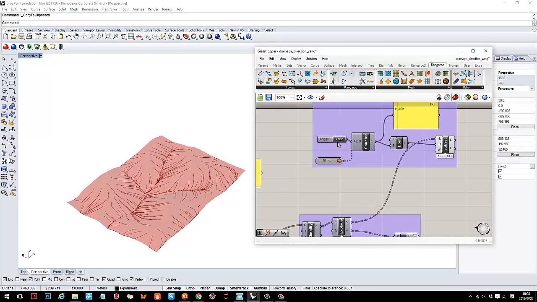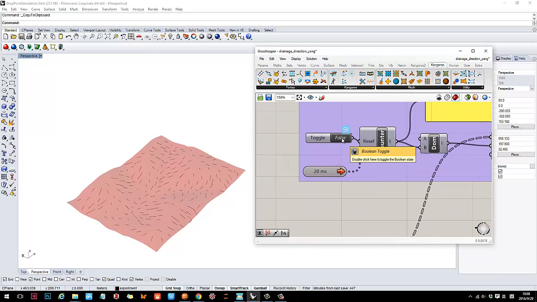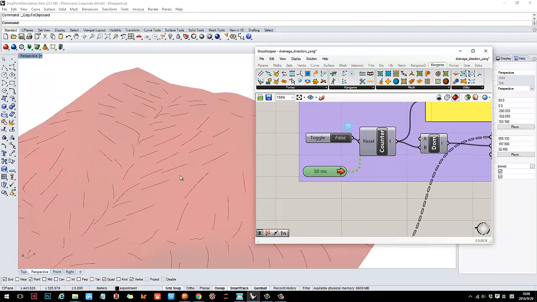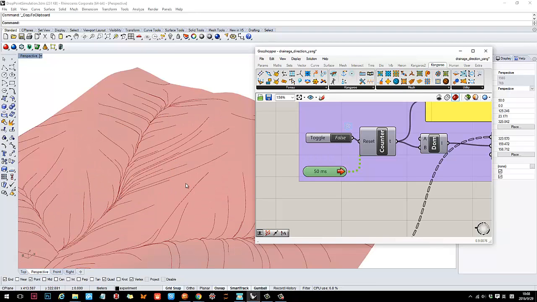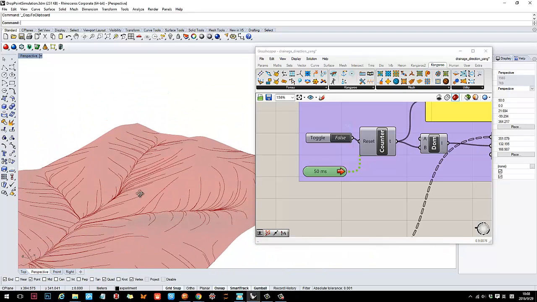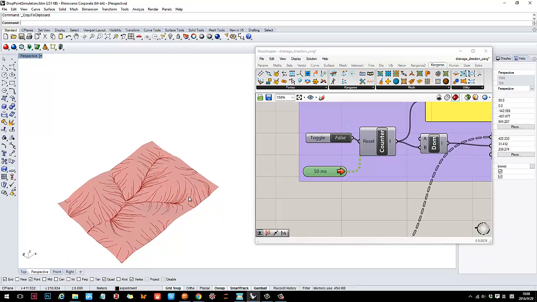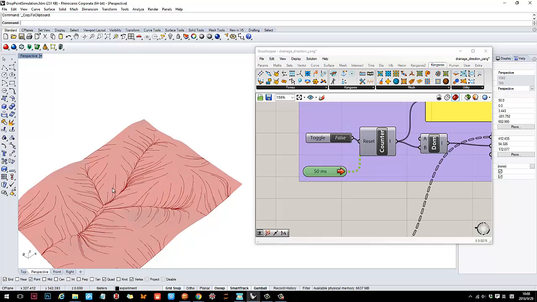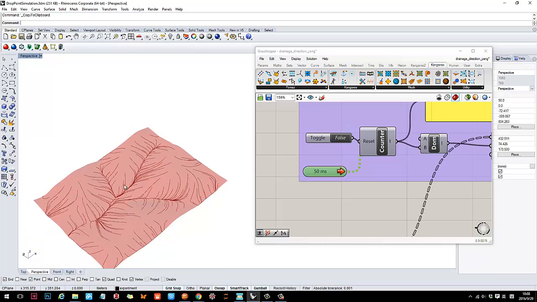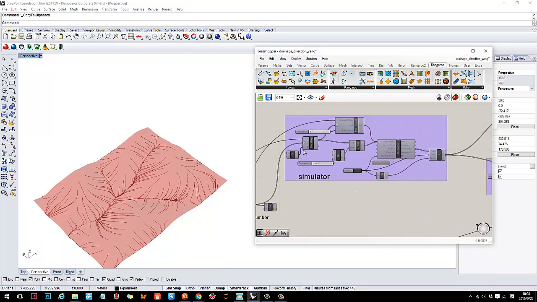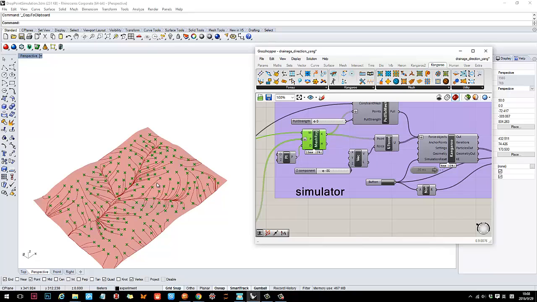So it kind of makes sense. If you see here, all the points will flow. They find the lowest places, because water, usually, because of gravity, right? They flow to the lower places, right? So I got all the water flow from the surface, okay, based on the randomly created water drops, okay.